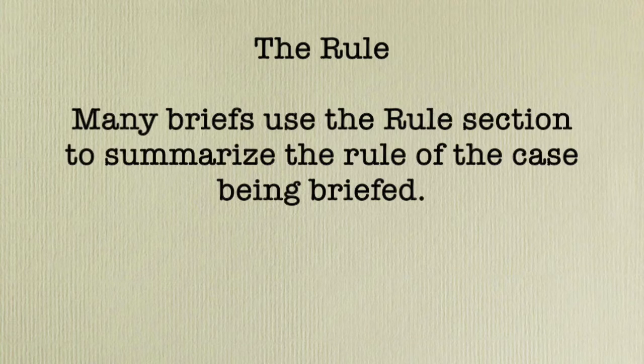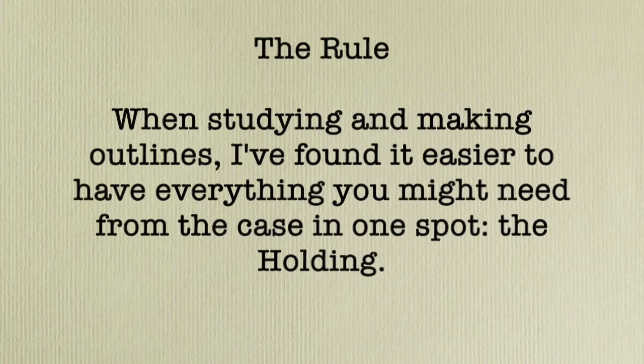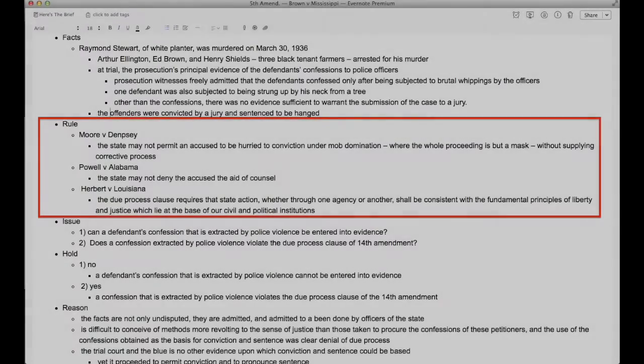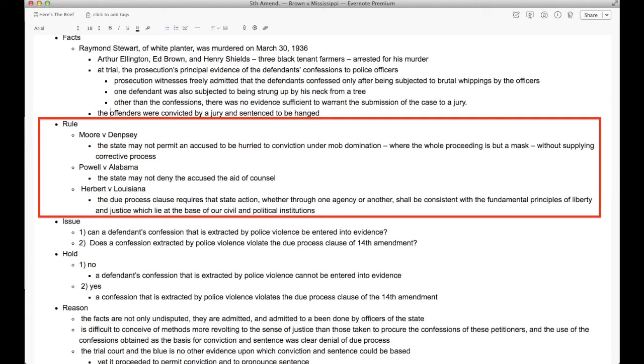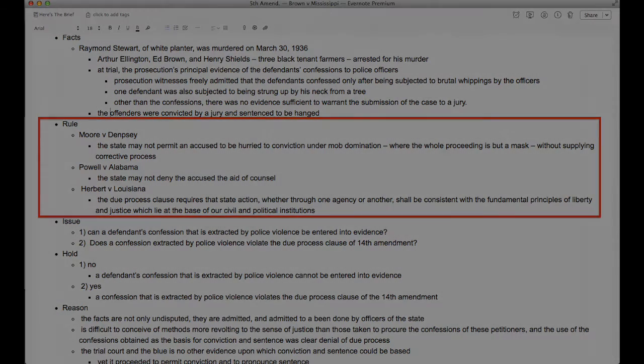The rule. A lot of briefs I've seen offered online use this section of a brief to summarize the rule of law developed by the case you're reading. However, this belongs more in the case holding, I think. Instead, what I use this section for is to list the rule of law the court uses in developing their legal analysis and coming to their holding. Not only does this help you understand the court's thought process or the reasoning, it helps frame the holding amidst the existing law at the time.